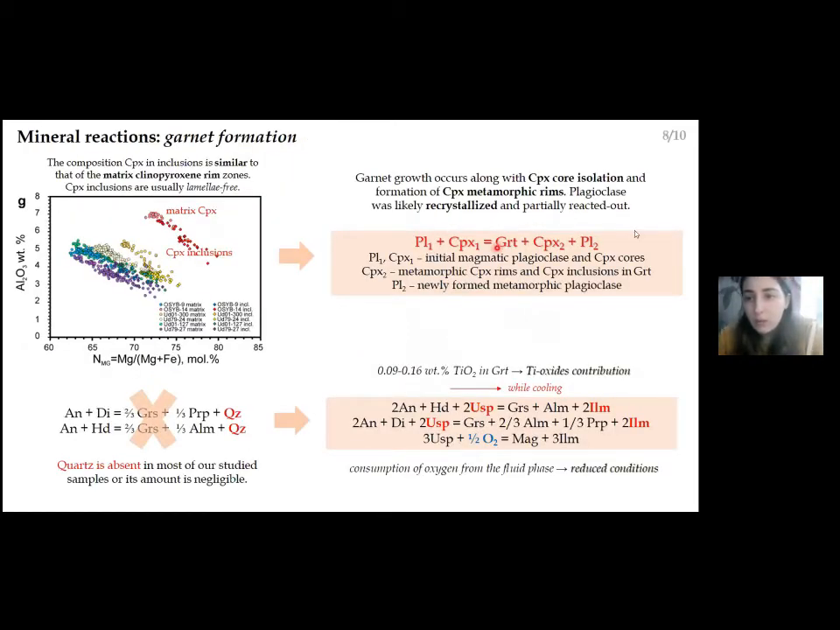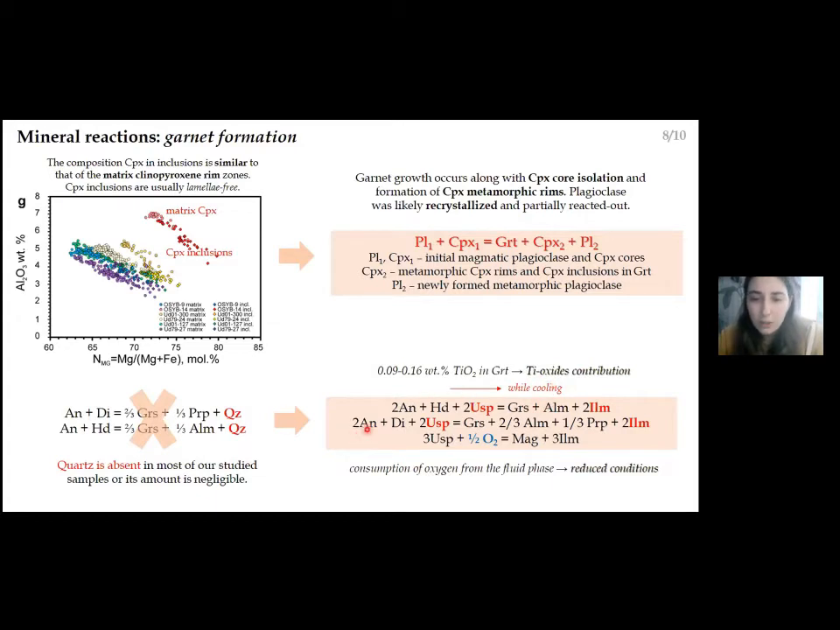By all mineralogical and petrographical data, in our sample, garnet evidently occurs along with clinopyroxene core isolation and clinopyroxene rims formation. And plagioclase was likely recrystallized and partially reacted out to form garnet. Usually, garnet formation is described by the Newton and Perkins reaction, but quartz is absent in most of our samples, so we described garnet growth by this reaction involving titanium oxides.